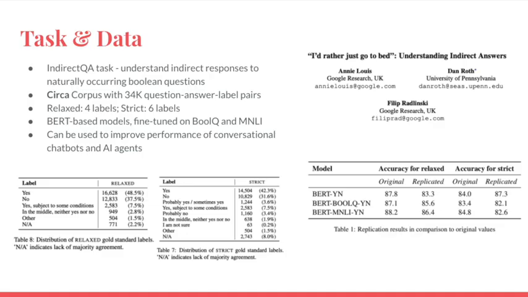The indirect QA task aims to understand indirect responses to naturally occurring Boolean questions without the use of direct Q words. So an example would be, "Do you want to get dinner?" And "I'd rather just go to bed."